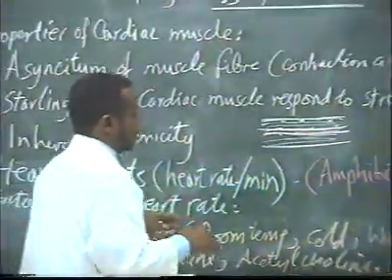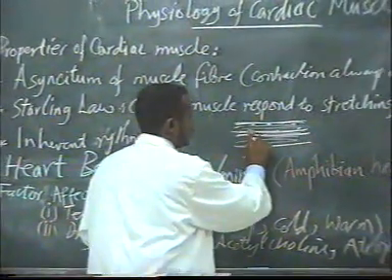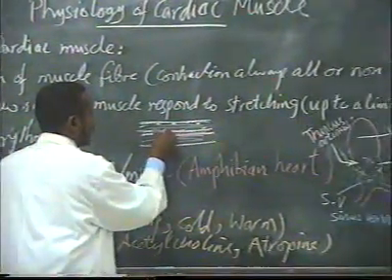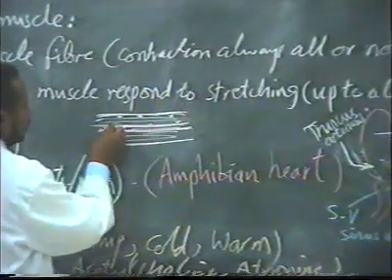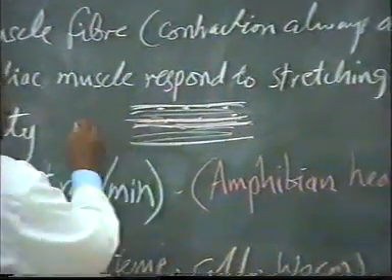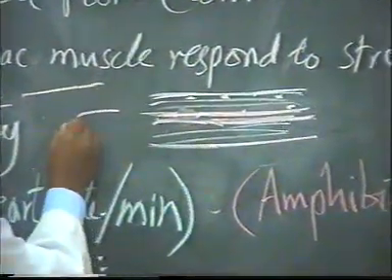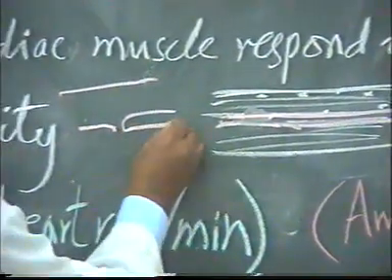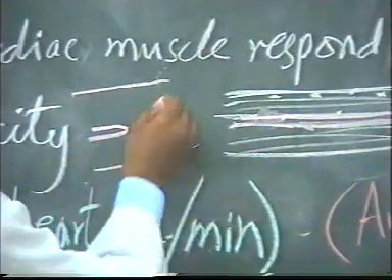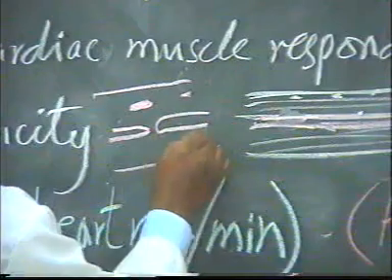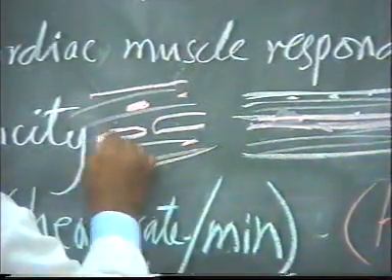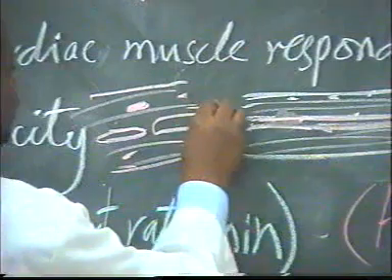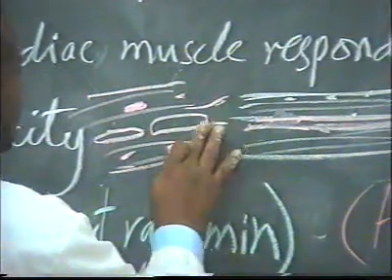That means there is no demarcation. There is a junction here, known as the intercalated disc. In the cardiac muscle, the nucleus is centrally located. So the cells are not separated.